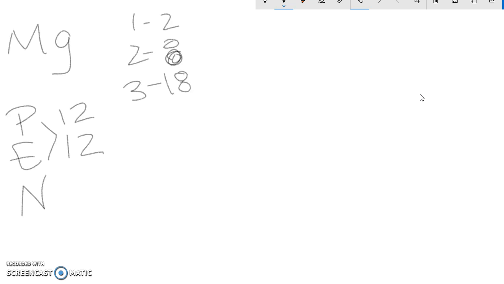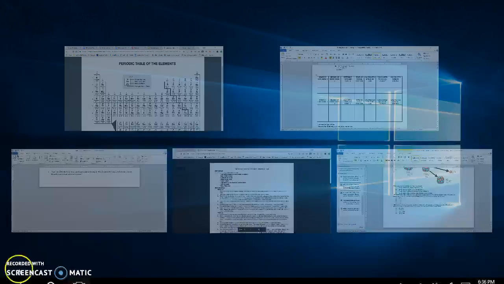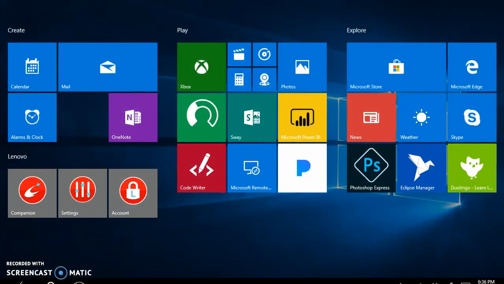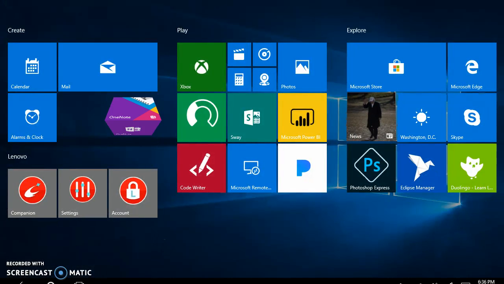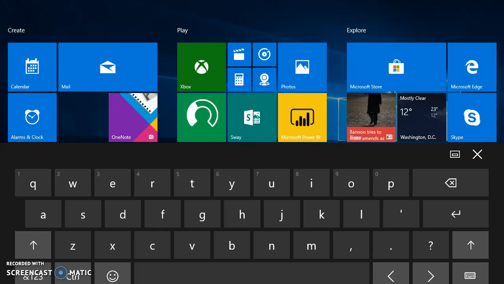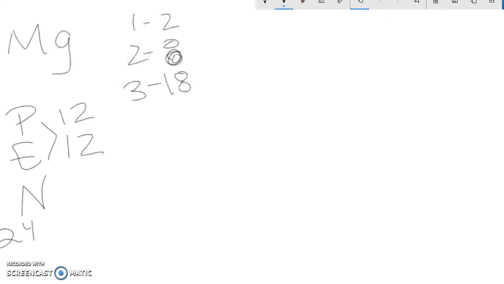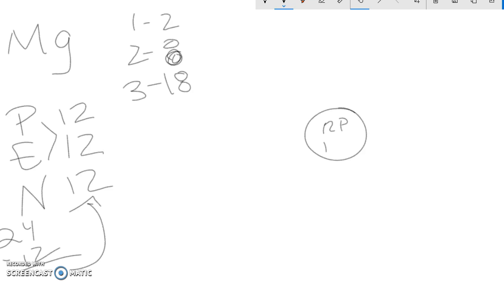The top 2 are the same number, and they have 12. The bottom one is 24 minus 12, and that would also give you 12 neutrons. So here's my nucleus, and you have 12 protons and 12 neutrons. I mark those out, and then I've got 12 to go.